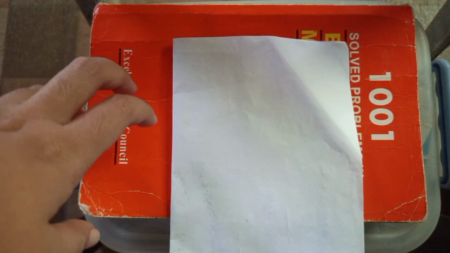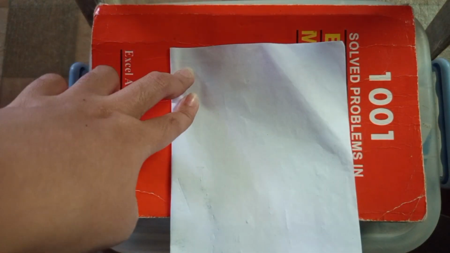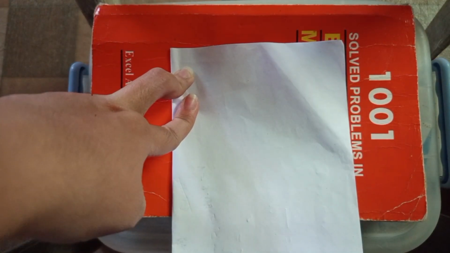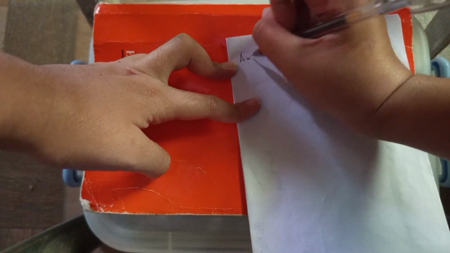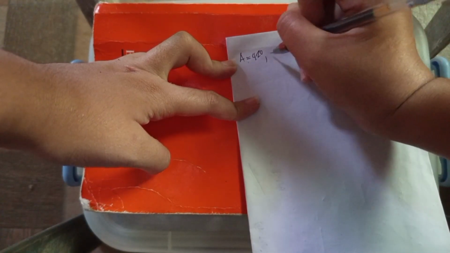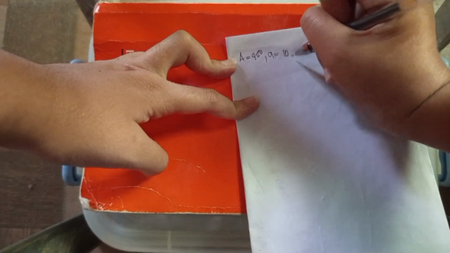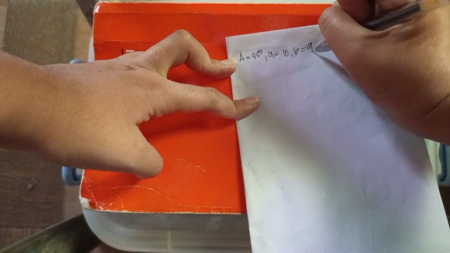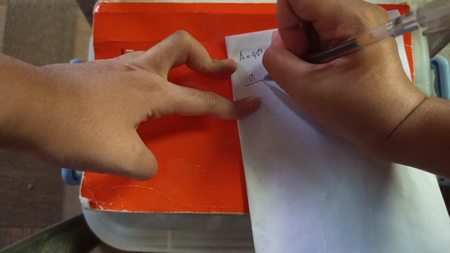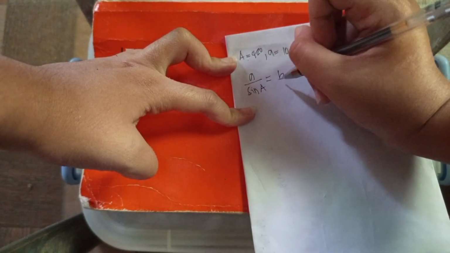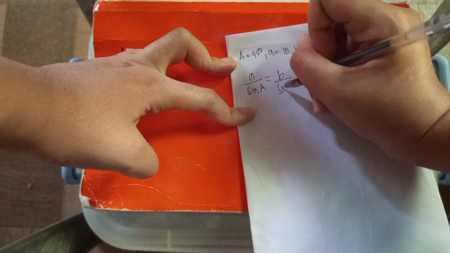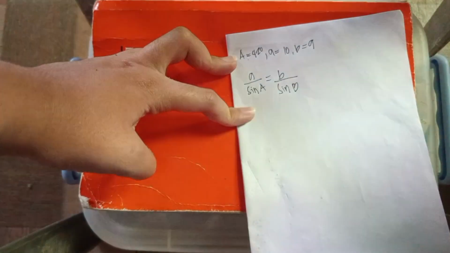So let's try another example. Let's say angle A is 42 degrees, side a is 10, and side b is 9. a equals 10, b equals 9. a over sine A equals b over sine B.